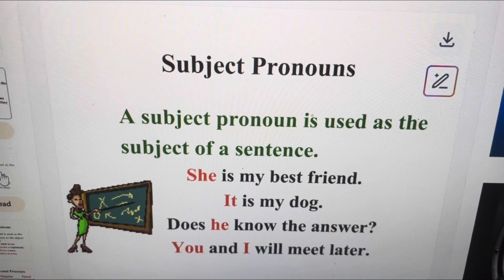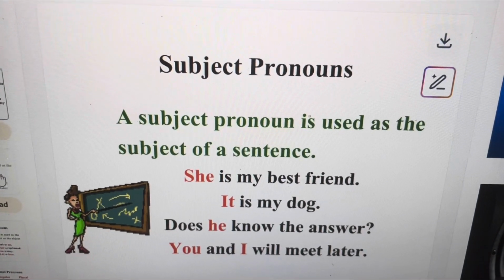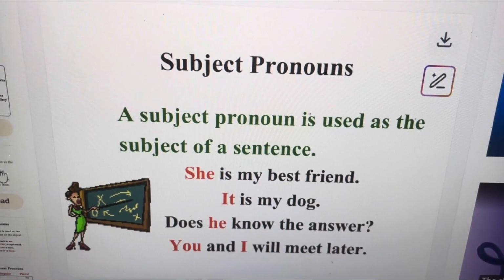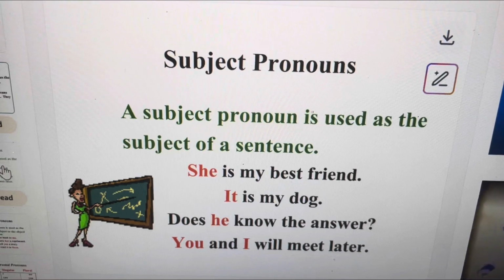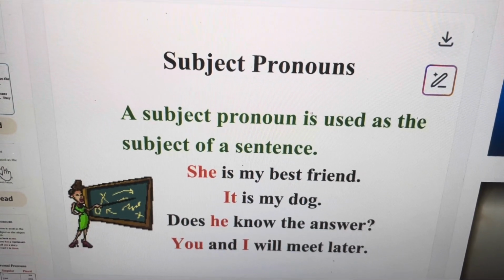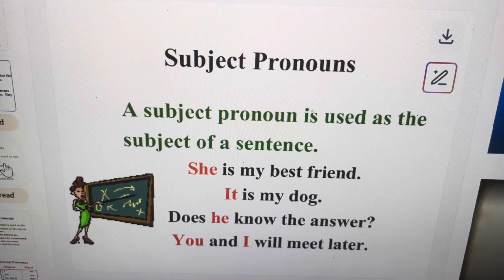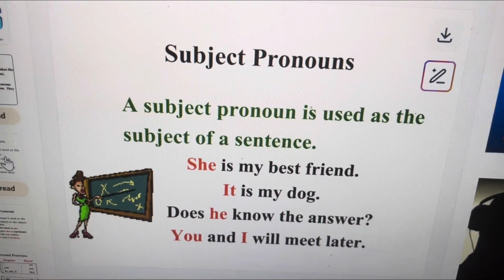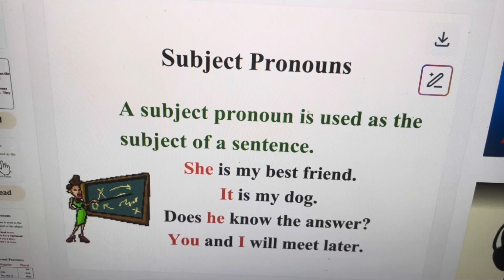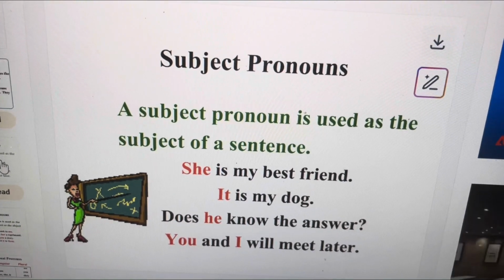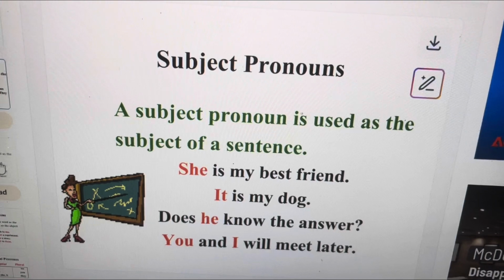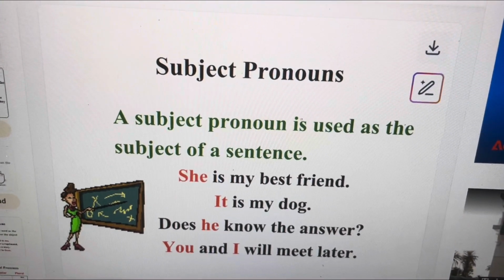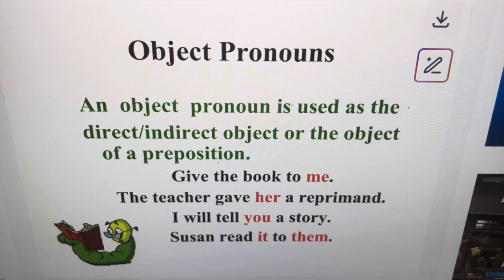How is the dog? It is my dog. Does he know the answer? You are talking about a boy. This is the subject in a sentence. You and I will meet later. So you and I is the subject you are talking about. So talking about a person or an animal or a place, that is called a subject pronoun. You are talking about the main subject, the main person, place or thing, that is called a subject pronoun.